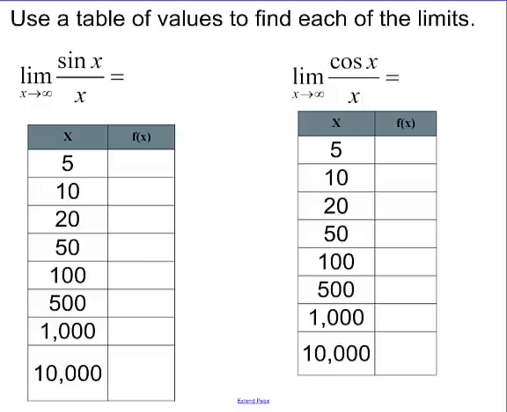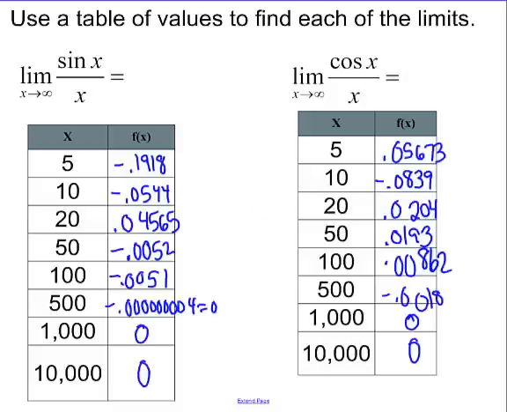Okay, use a table of values to find each one of those limits. What I want you to do is, on your own calculators, fill in these tables. I am going to pause the video and fill them out on my own, and I will be back in 1 minute. Hopefully you got some very similar values, but notice for each one of these functions, as your numbers got bigger and bigger, both of these went to 0.